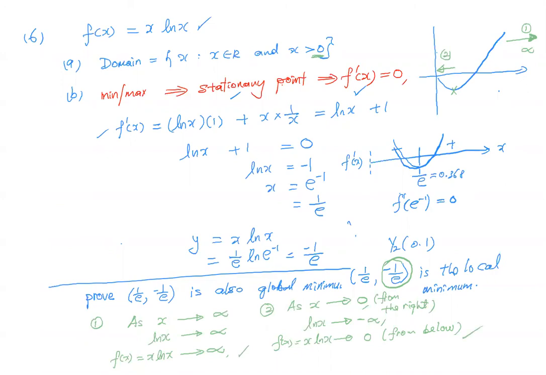You get me? So you must prove it using these two. You cannot draw a graph and show. So therefore, in conclusion, the minimum value of f(x), when I say f(x) I'm referring to the y, is negative 1 over e, okay?